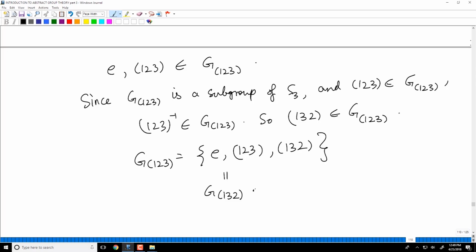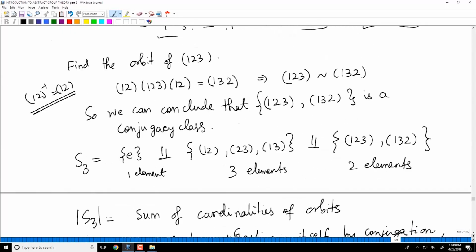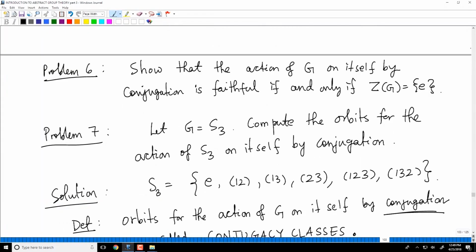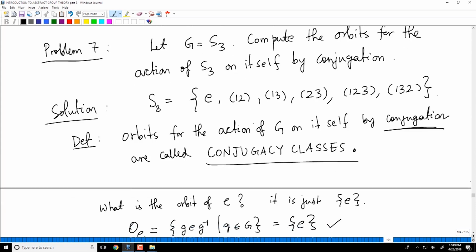Okay, so this extended problem here hopefully gave you a clear idea of the power of the counting formula and the class equation that we have proved in a previous video. So again just to recap, the action of a group on itself by conjugation is a very important example of a group action, and we have worked out in this problem fully all there is to work out in the case of the symmetric group on 3 letters.